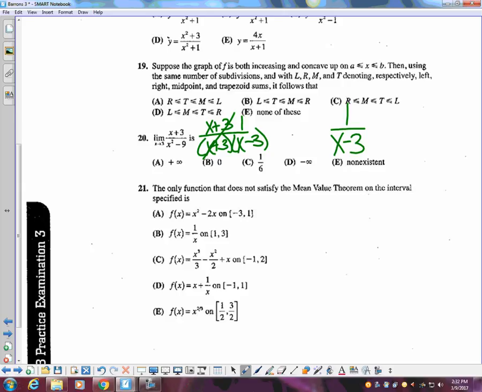I'm headed to 3. Is it a hole? How do you find a vertical asymptote? Set the bottom equal to 0 and solve it. If I set the bottom equal to 0 and solve it, what do you have? x equals what? So you have an asymptote at 3. So it doesn't exist.